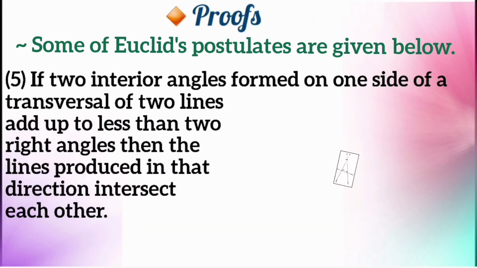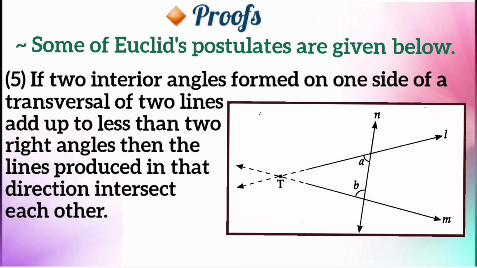Next one: if two interior angles formed on one side of a transversal of two lines add up to less than two right angles, then the lines produced in that direction intersect each other. In the diagram, you can clearly see that there are two lines, line L and M, and one transversal, line N. This transversal intersects both the lines, and the interior angles formed here are angle A and angle B. Both of them are less than 90 degrees, and the addition of both of them will be less than 180. So if such a condition occurs in a diagram, then you can clearly understand that both the lines, L and M, are going to intersect each other at a point somewhere.